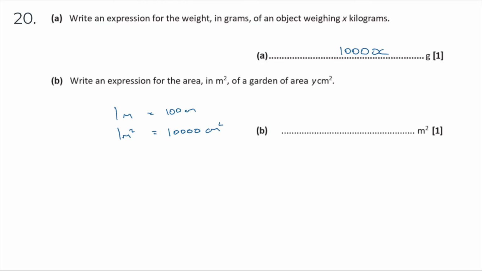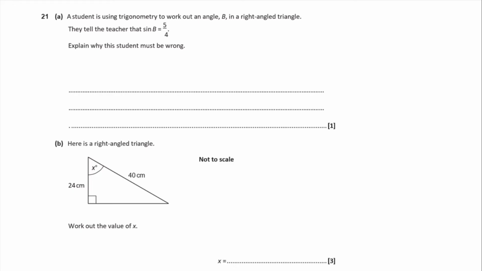100 times 100. So that means if I want to convert y centimeters squared into y meters squared, I'm going to have to divide through by that bigger number. So it's going to be y over 10,000. Okay? Question 21a.